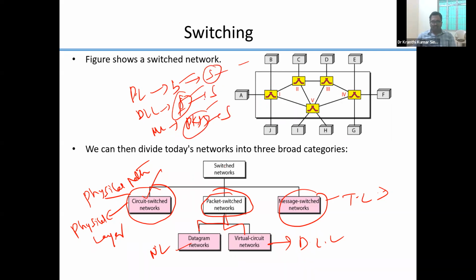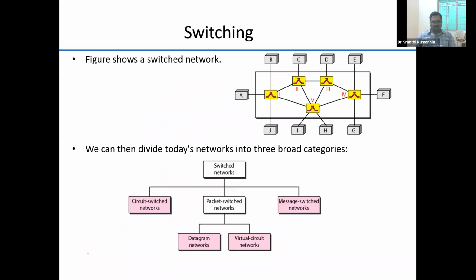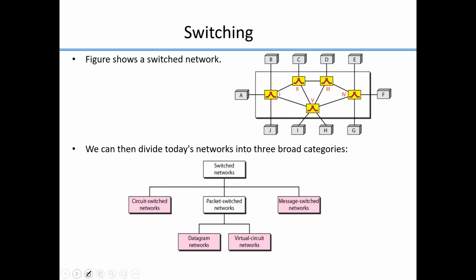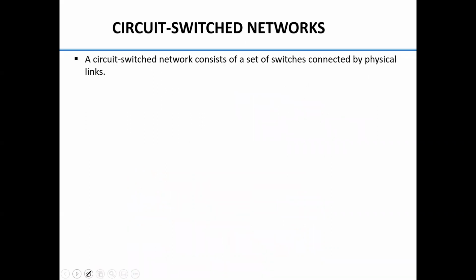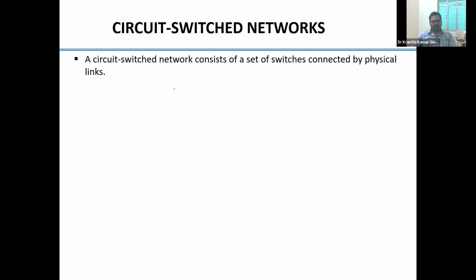According to structure, according to transmission type, according to transmission media, we can divide our switching networks into multiple combinations. So according to physical layer structure, we go with circuit switching networks. According to frames or data link layer structure, we go with virtual circuit networks. According to packets, we go with datagram networks. You understand my point? Or any doubt? No doubt.